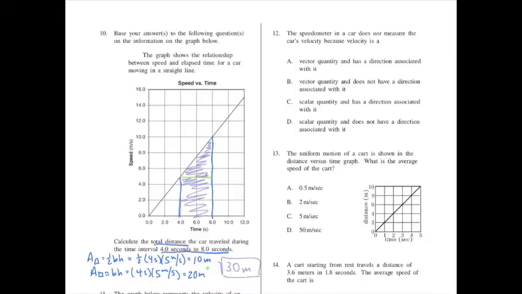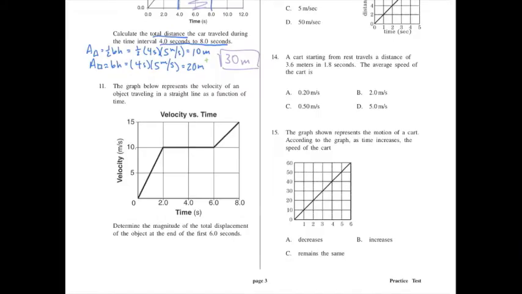Number 11 follows the same idea, this time for the first 6 seconds, from 0 to 6 seconds. So you should have a triangle from 0 to 2 seconds and a square for 2 to 6 seconds. So find the area of both shapes.